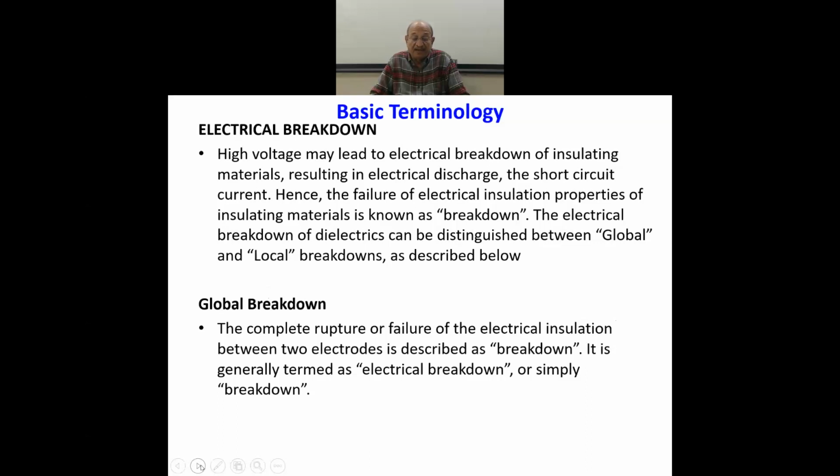Breakdown, or you can say electrical breakdown of insulating material. The electrical breakdown of dielectrics can be distinguished between global and local breakdowns. Global breakdown is when complete rupture of the insulating properties all through takes place. The complete rupture or failure of electrical insulation between two electrodes is generally termed electrical breakdown, as I mentioned, or simply breakdown.